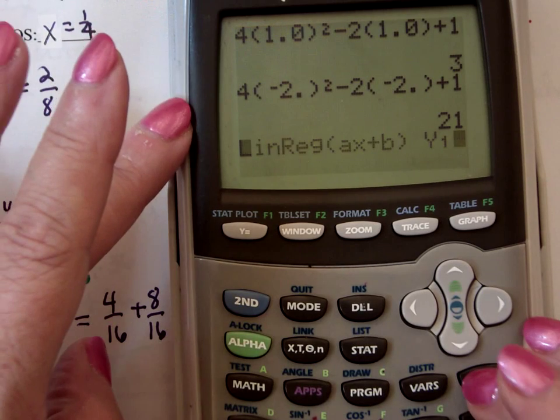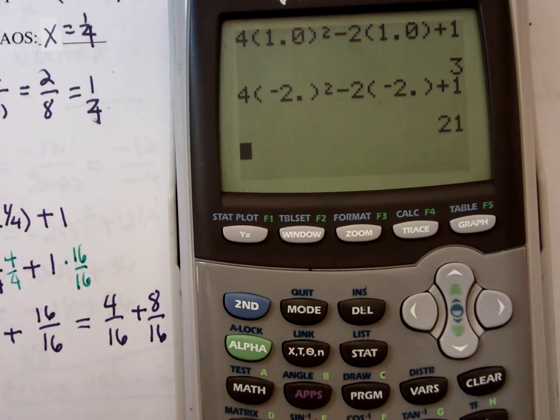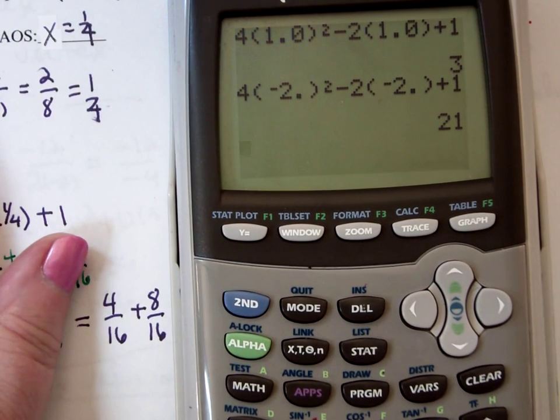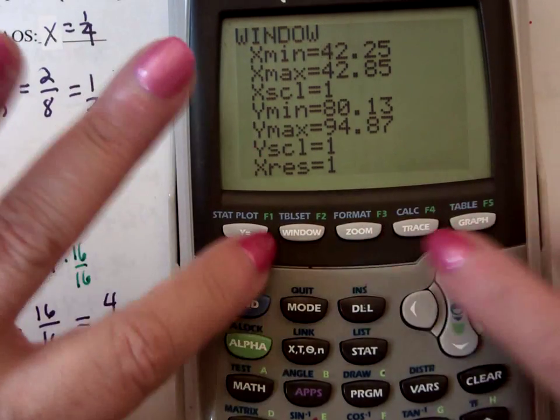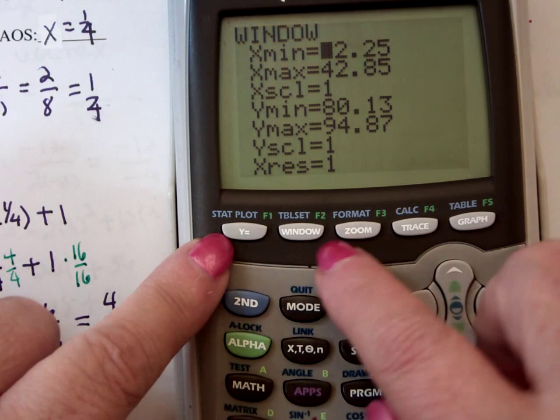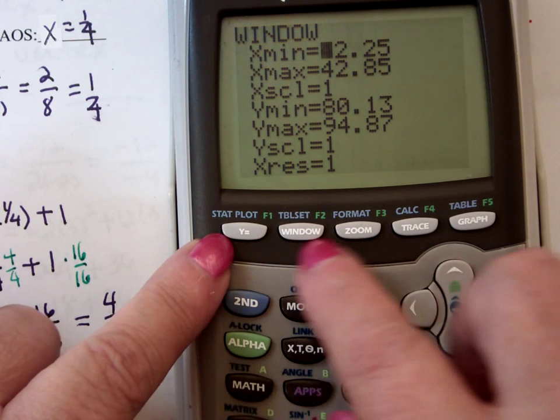Is that I can do it off of a graph, which is really handy. All I have to do is make sure that when I press window, all of these things across the top deal with the graphs.